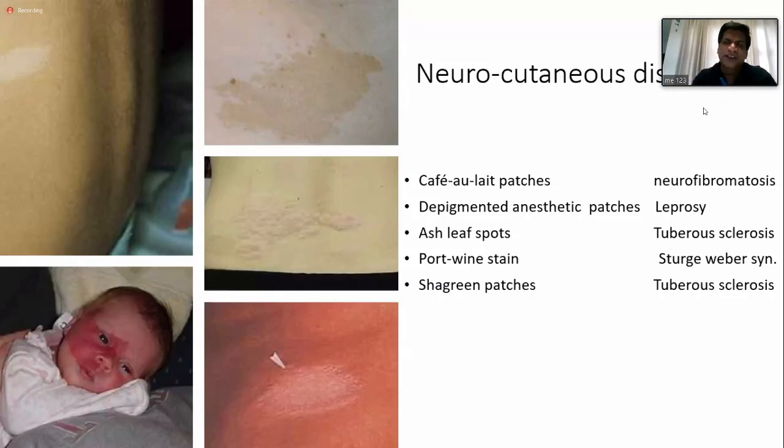Don't worry about these terms for the third years, right? Just know the name. When you go on to the ward, you see this, and then you remember them. So anyhow, remember that some conditions in the skin will indicate an underlying brain problem.